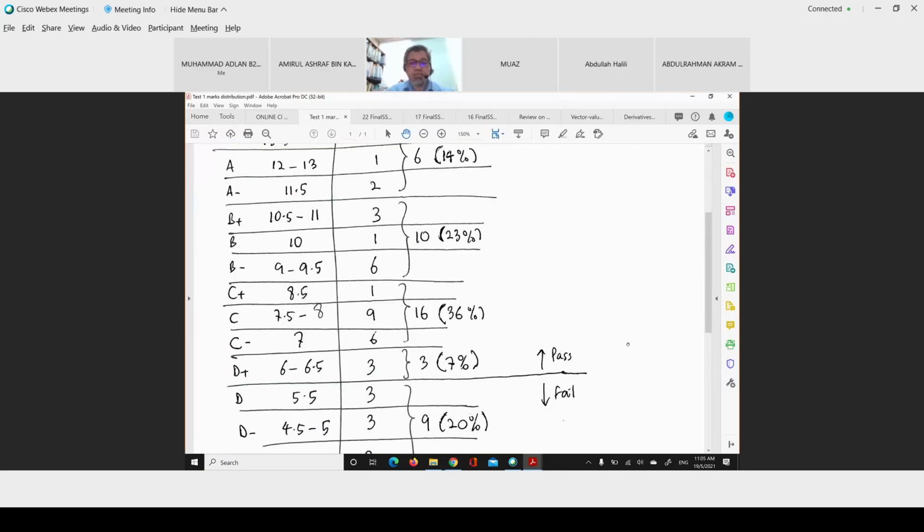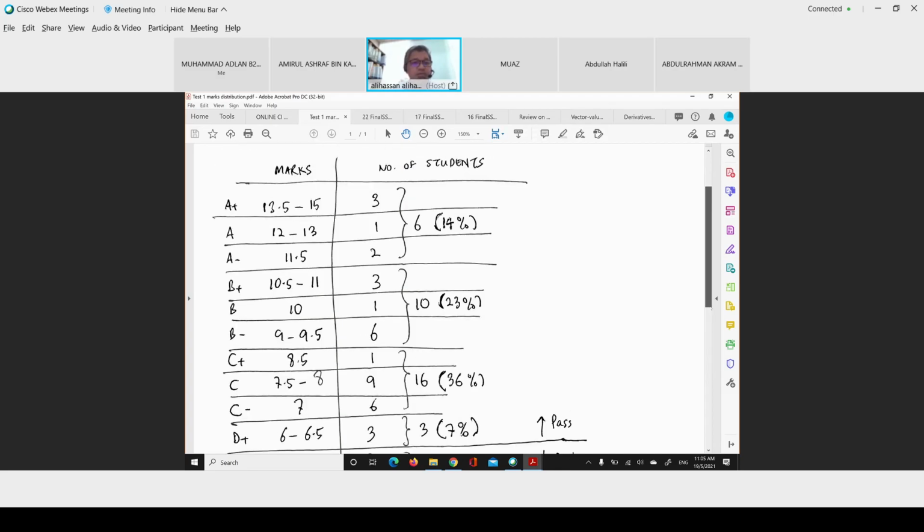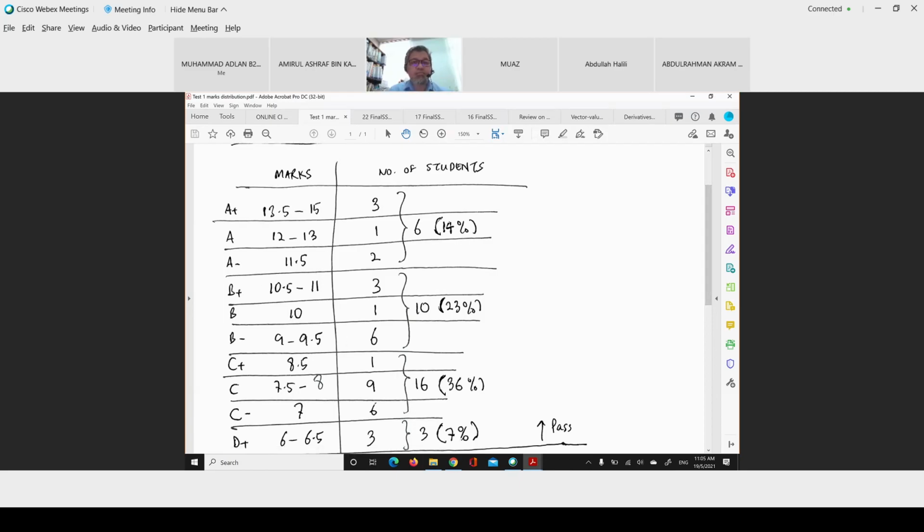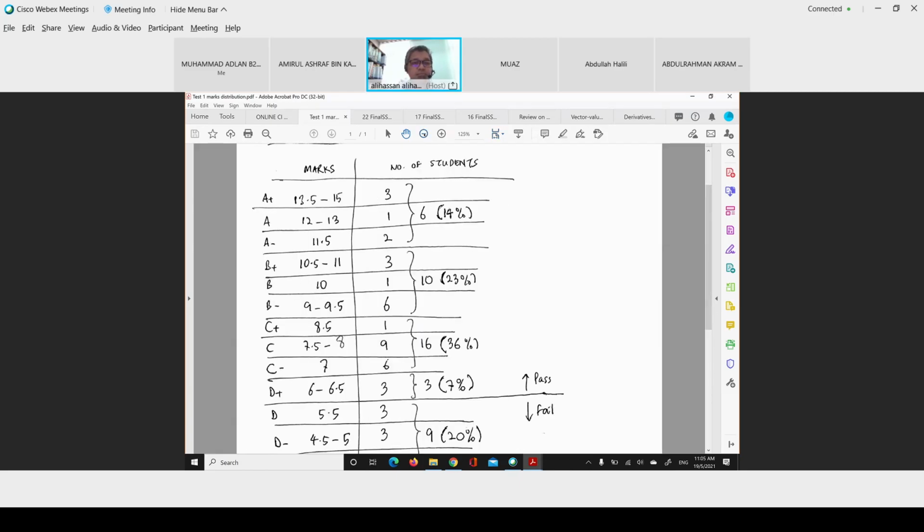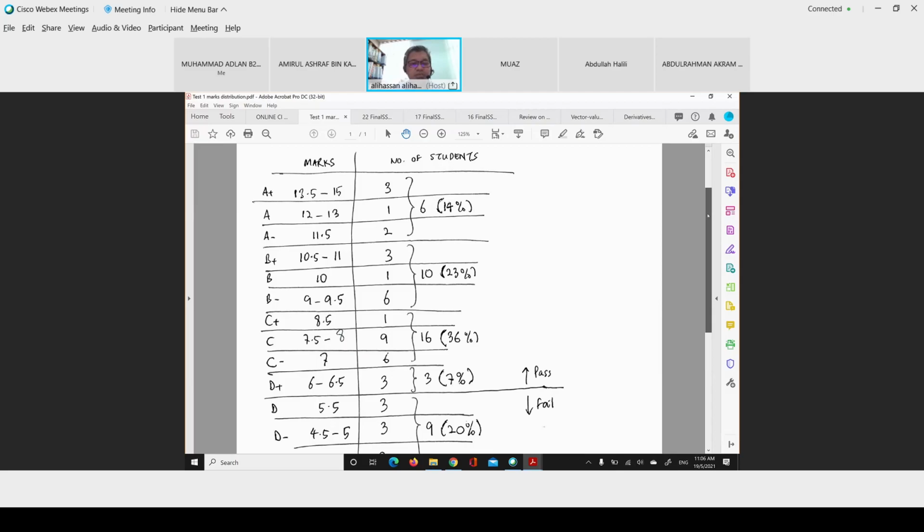And regarding your test 1, I did some analysis of the mark distribution. For example, 3 students have obtained marks between 13.5 to 15. 1 student has obtained a mark from 12 to 13. 2 students have obtained mark 11.5. 3 students have obtained marks between 10.5 to 11, and so on. So this is the distribution of test 1 for this class.